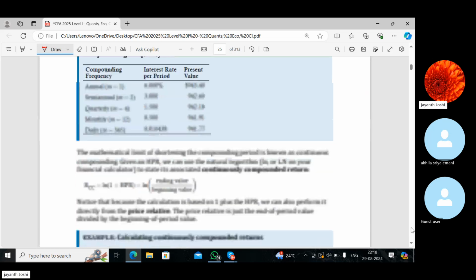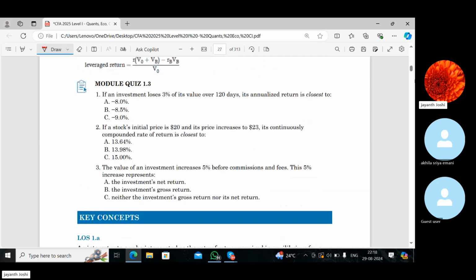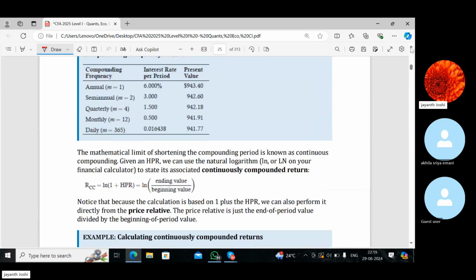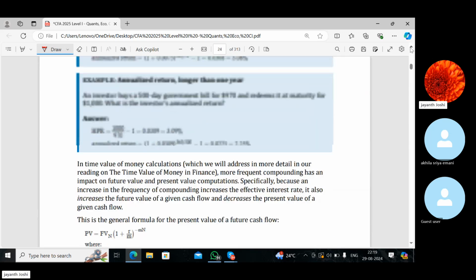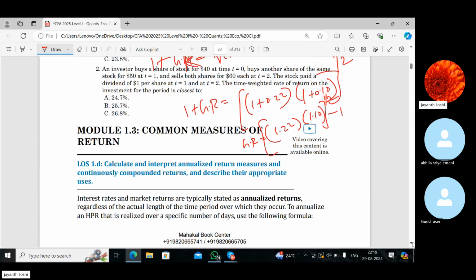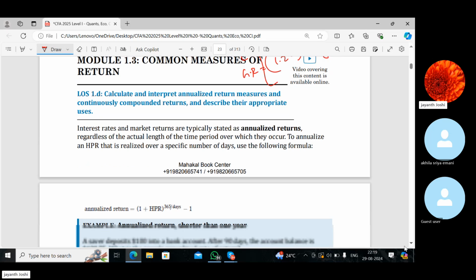Now we are coming to the last part of this chapter. Please focus. Now you have to do the maximum calculations. Common measures of return: they are asking you to find the annualized returns. Annualized returns means, if the investment is held for a 1 year period of time, then what returns you are going to get. That is the perception.